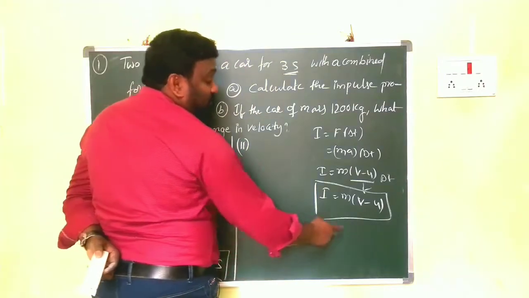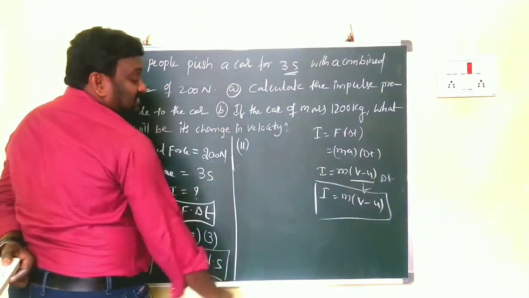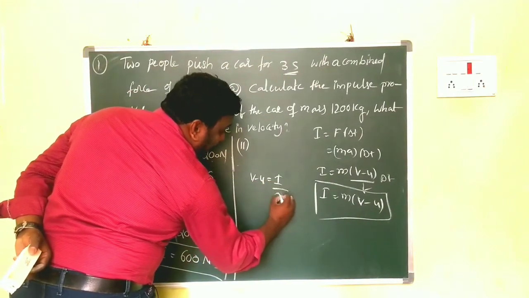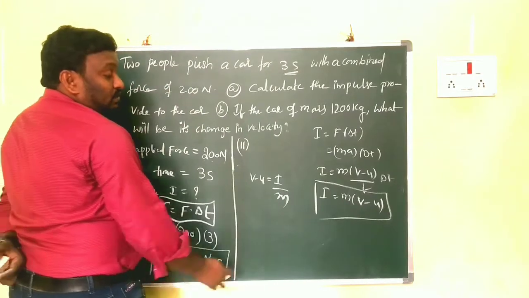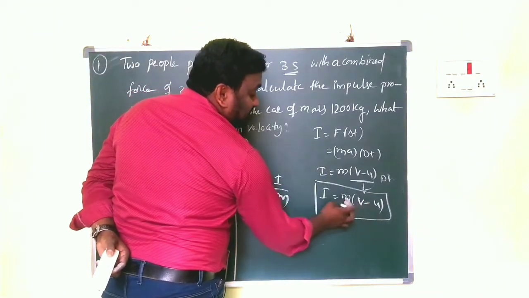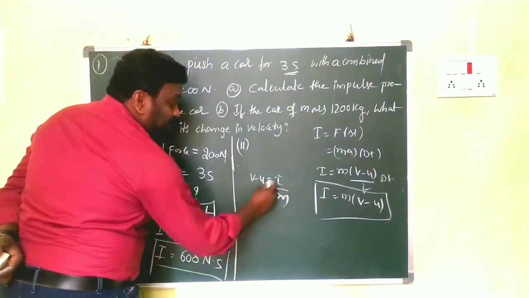What do you have to find now? v minus u. What is v minus u? Change in velocity. From that, what do you write? v minus u is equal to I by m. I is equal to m into (v minus u); m into (v minus u) is a product, so if it comes to this side, it becomes division. That's why I by m.